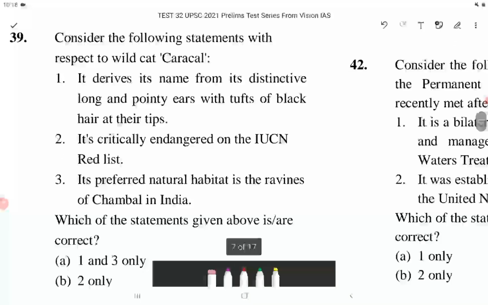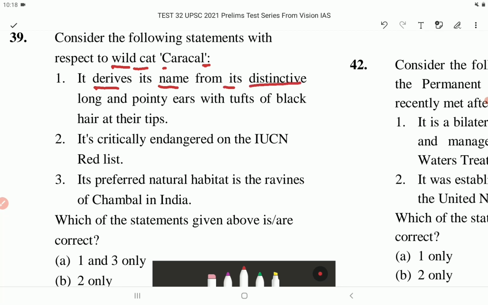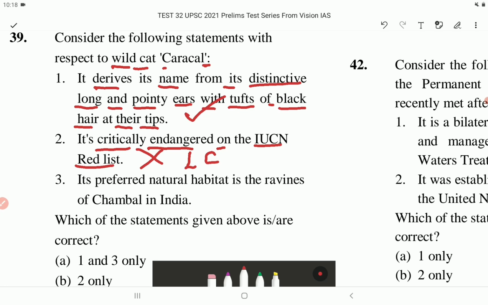Consider the following statements with respect to wildcat caracal. So the name of the wildcat caracal. Statement 1. It derives its name from its distinctive long and pointy ears with tufts of black hair at their tips. This is correct. Statement 2. It is critically endangered on the IUCN Red List. This is incorrect. It is in the least concerned category of the IUCN Red List. So statement 2 is incorrect.